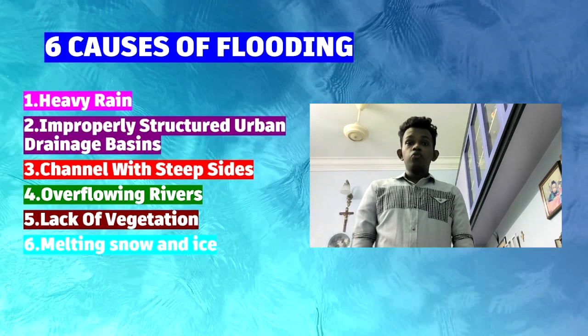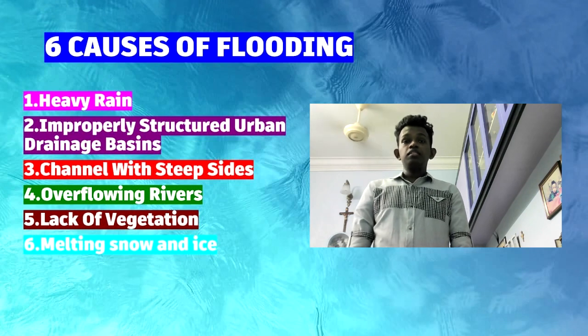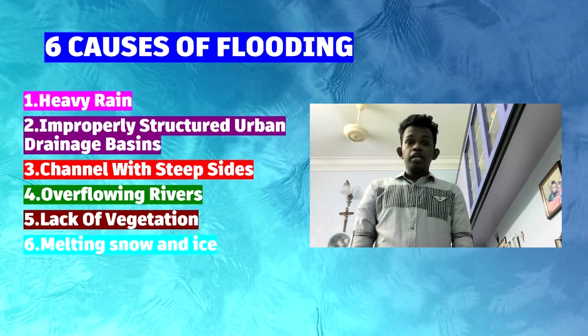My dear friends, today my partner Jonathan and I have discussed 6 causes of flooding. We discussed 3 key points, that is heavy rain, improperly structured urban drainage basins, and channels with steep sides, and I discussed 3 key points, that is overflowing rivers, lack of vegetation, and melting snow and ice.